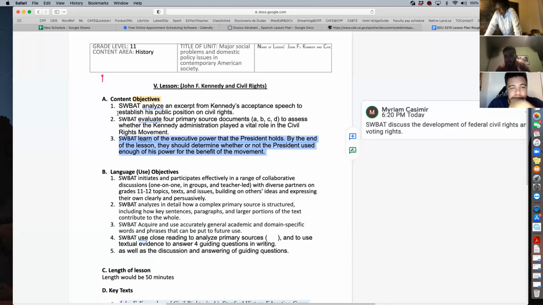Okay. So what you have here for the language objectives are just standard. So they need to be specific.